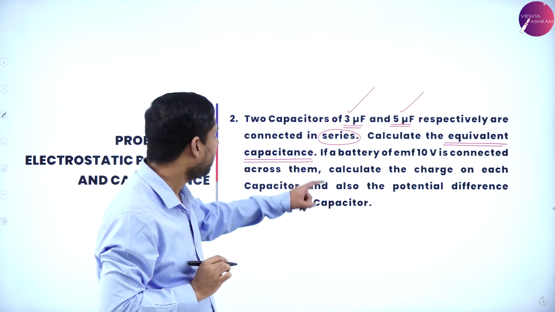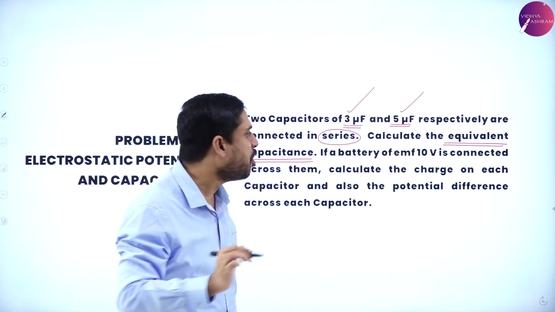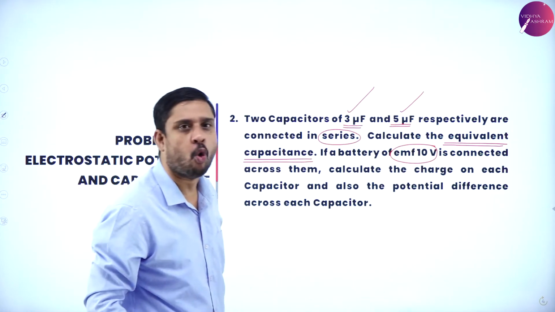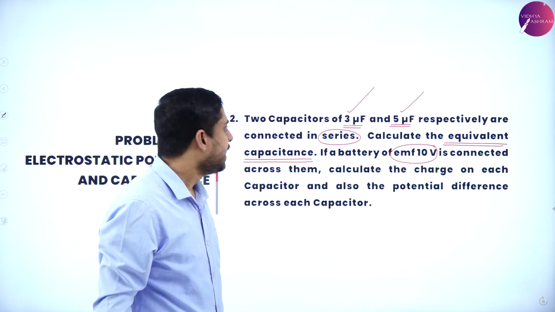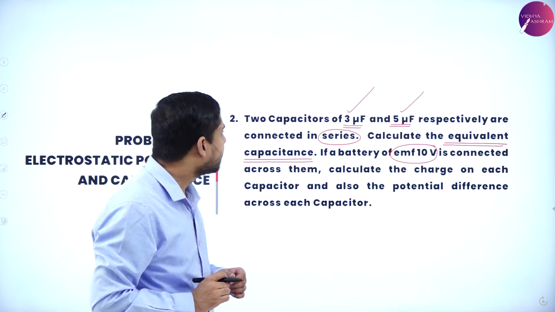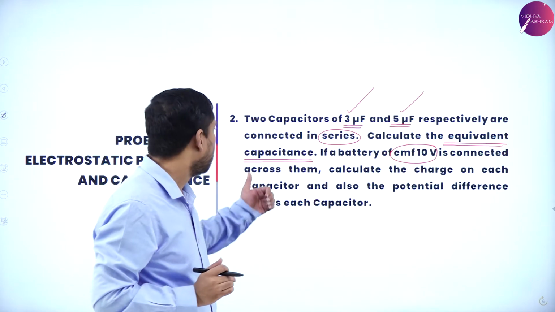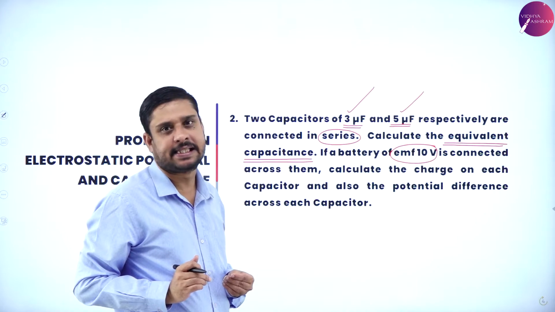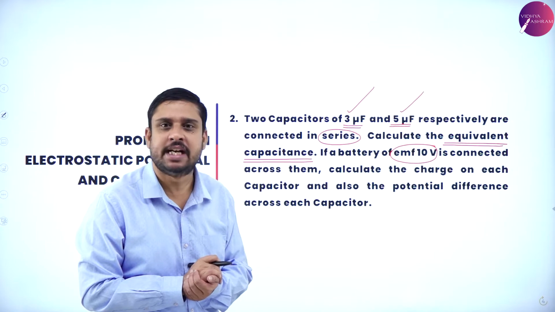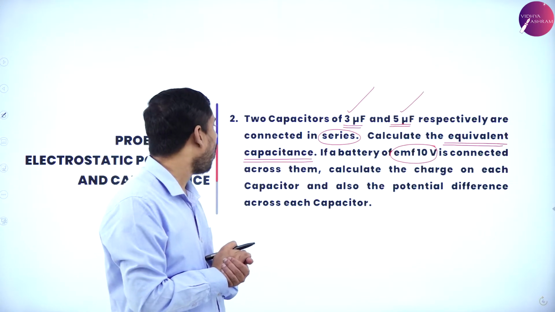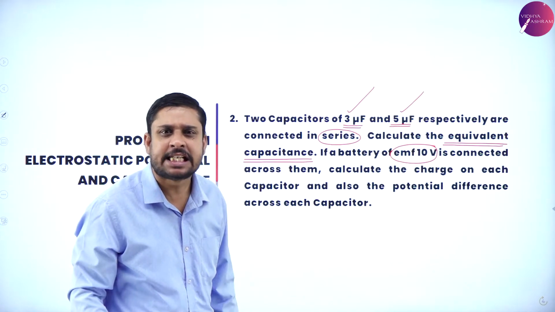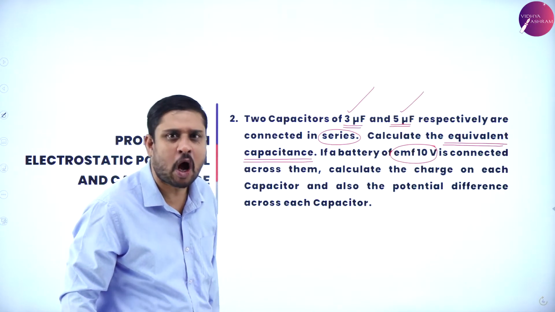Now, if a battery of EMF 10 volt is connected across them, calculate the charge on each capacitor and also the potential difference across each capacitor. Exactly as we did in the previous problem.